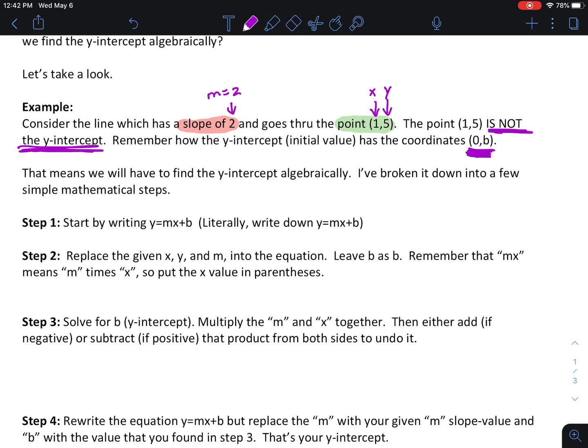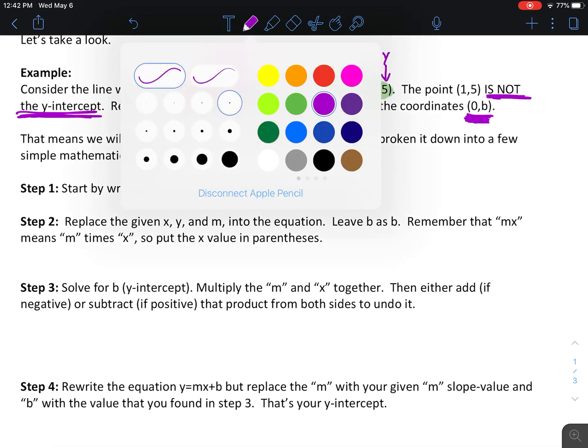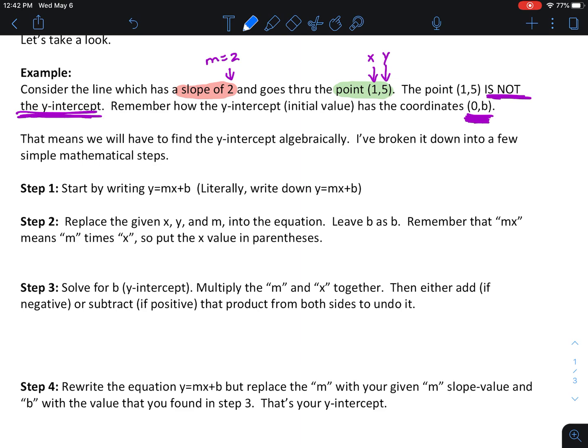It's not that difficult, but I have broken it down into a few mathematical steps, okay? So let's start with step number 1. Start by writing y equals mx plus b. Literally write down y equals mx plus b. Step number 2 says replace the given x, y, and m into that equation. Leave b as b, and remember that mx means m times x. So put the x value in parentheses.